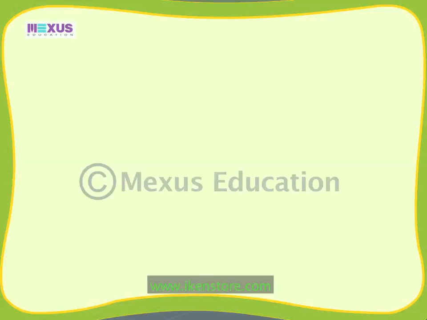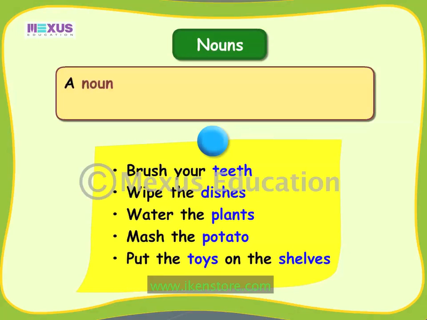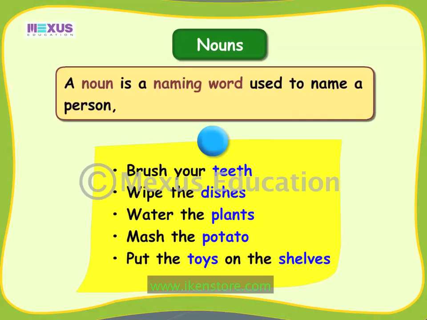We just saw Zizi and Fleck talk about the list of chores they have to complete. The list has a number of words such as teeth, dishes, plant, potato, toys, and shelves. These words in general are called nouns. A noun is a naming word used to name a person, place, animal, or thing.